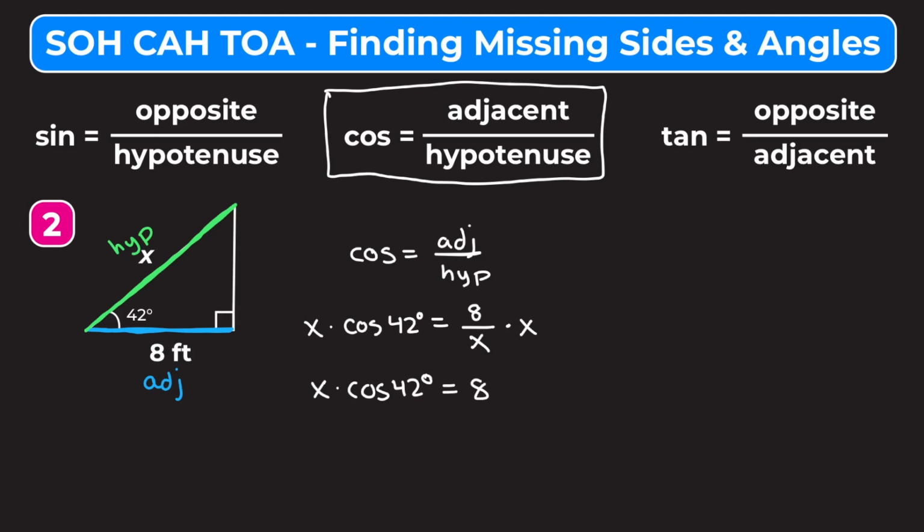And now finally, to get the x by itself, we're just going to divide both sides of our equation by cosine of 42 degrees to get that x is equal to 8 over the cosine of 42 degrees.